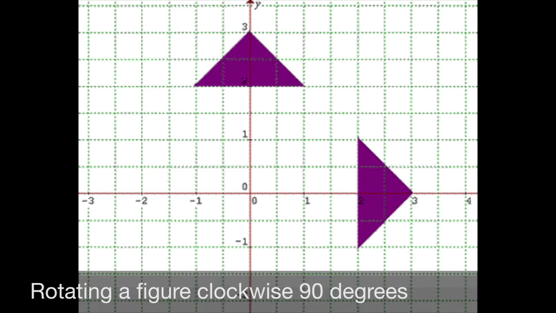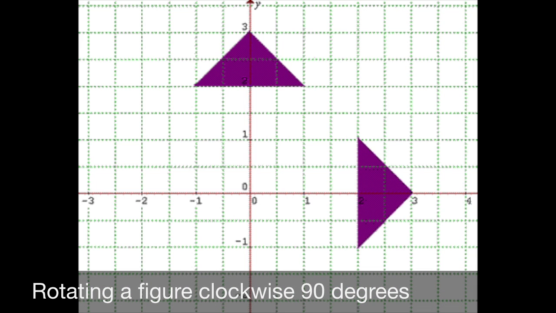To complete a 90-degree clockwise rotation, you must change the sign of the x value of a coordinate and then swap the x and y values of the coordinate. You would do this for each of the vertices of your pre-image.